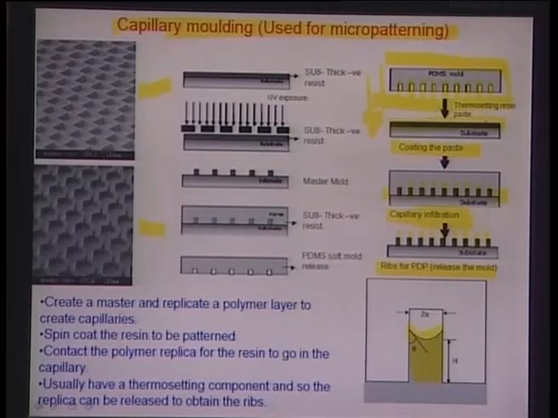So, the overall process steps are that you create a master and replicate a polymer layer to create micro capillaries, spin coat the resist to be patterned, and contact the polymer replica for the resin to go in the capillary, with some limitations and restrictions like these kind of abnormalities. They usually have a thermosetting component, and so the replica can be released to obtain the ribs which are thermally set.